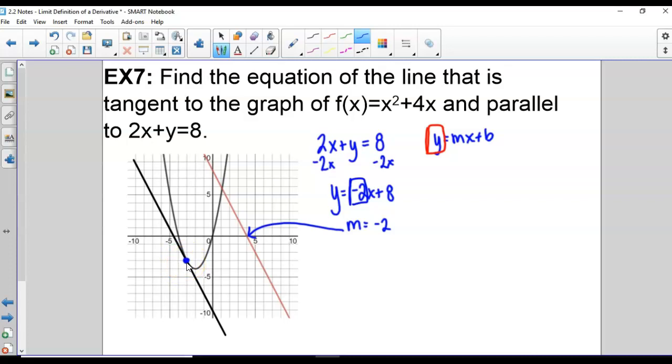So for this, you would have to find the derivative of f of x equals x squared plus 4x. But you're going to have to use that limit as, well, let's do the h approaches 0 of f of x plus h minus f of x all over h.